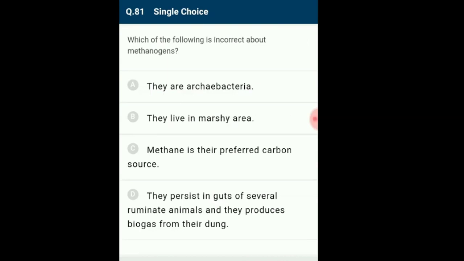Question number 81. Which of the following is incorrect about methanogens? Methanogens are archaebacteria which live in marshy areas and produce methane. They cause the anaerobic breakdown of organic matter to produce methane. They are commonly present in the guts of ruminant animals and produce a mixture of methane, carbon dioxide and hydrogen, commonly known as biogas. So the answer is option C. Methane is their preferred carbon source, so that is incorrect about methanogens.